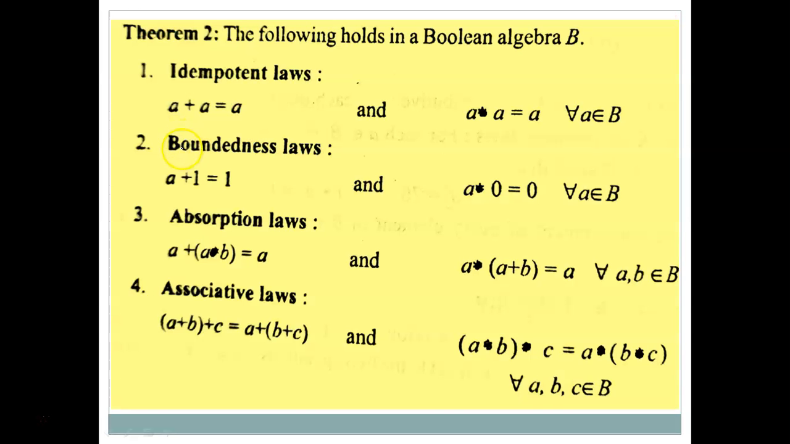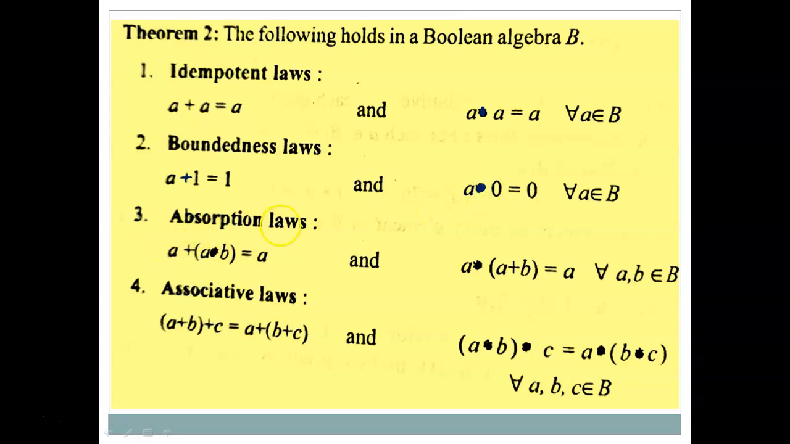Some other important properties which hold in a Boolean algebra are: one, the idempotent law, meaning A plus A is A and A dot A is A for all A belonging to B. These are the idempotent laws. This is the idempotent law with respect to addition, and this is with respect to the dot operation. Then the boundedness law. Boundedness law means A plus 1 is 1 and A dot 0 is 0. These two are called the boundedness laws. This is with respect to plus, and this is with respect to dot.